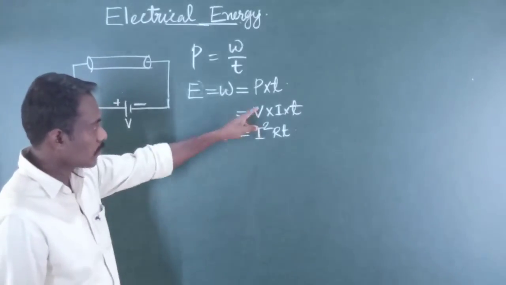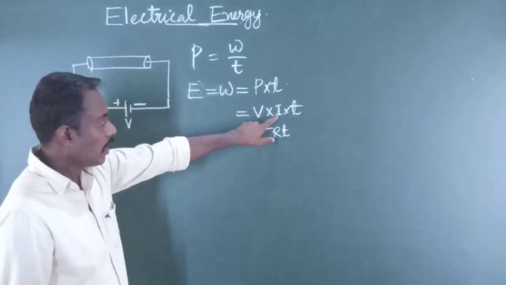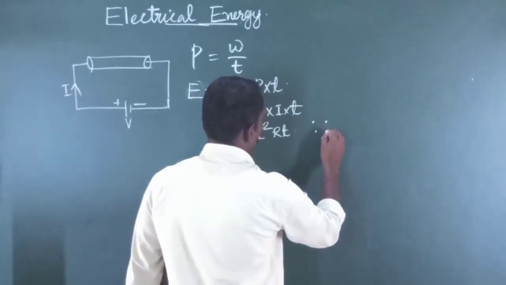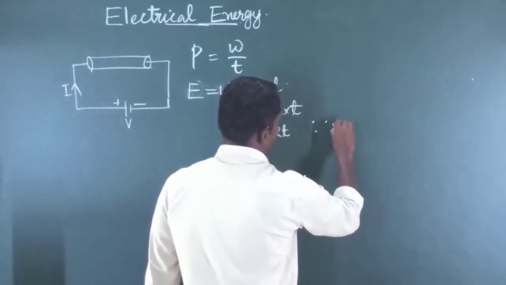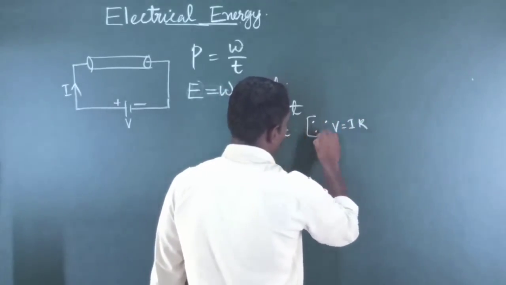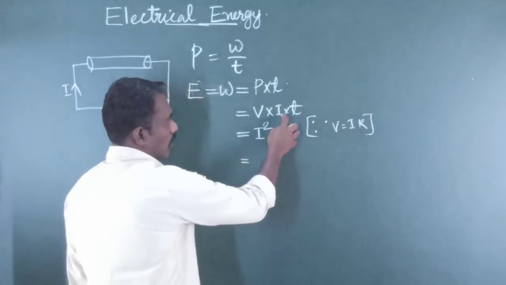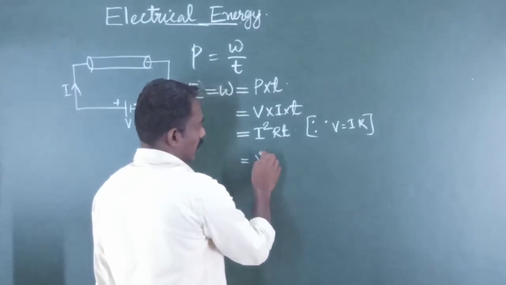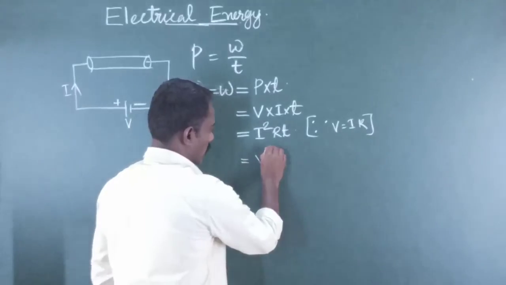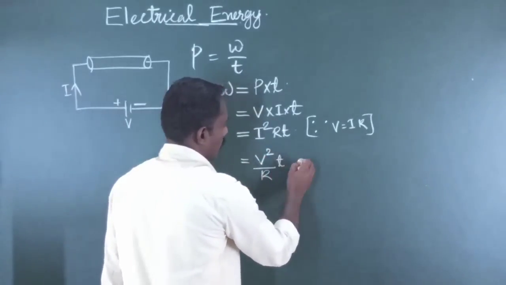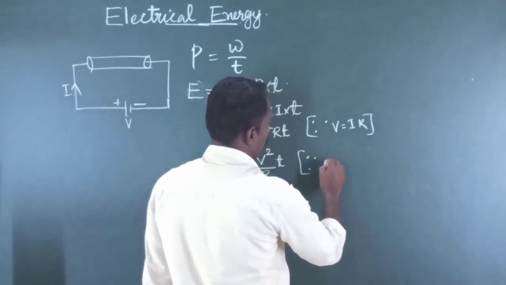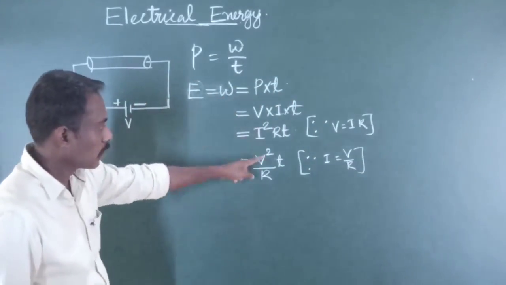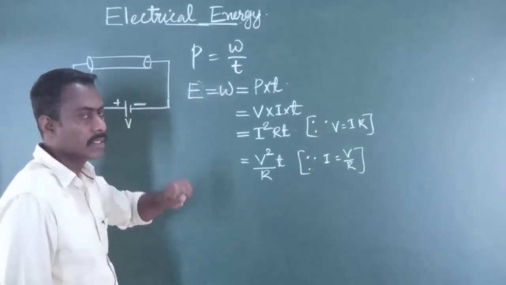Otherwise, if we substitute the value of I in this equation, as per Ohm's law, V is equal to I into R, and I is equal to V by R. So we get V into V by R, then E is equal to V square by R into T. This is derived from I is equal to V by R. So these are the three equations for the electrical energy or the work done for a conductor.